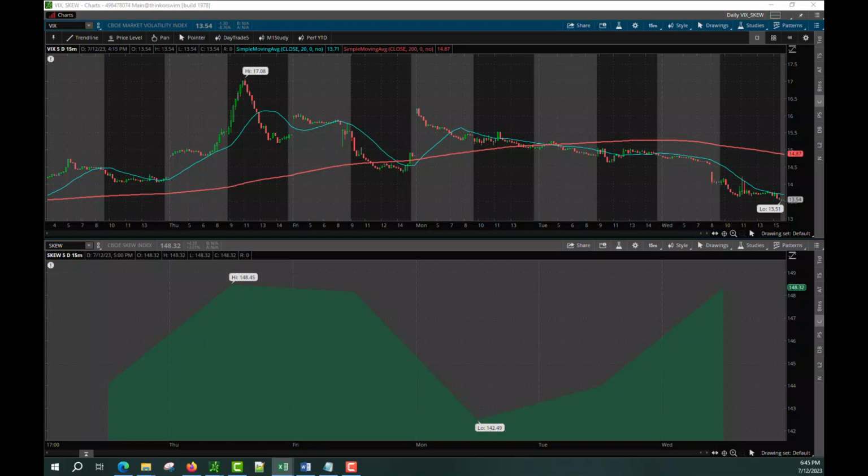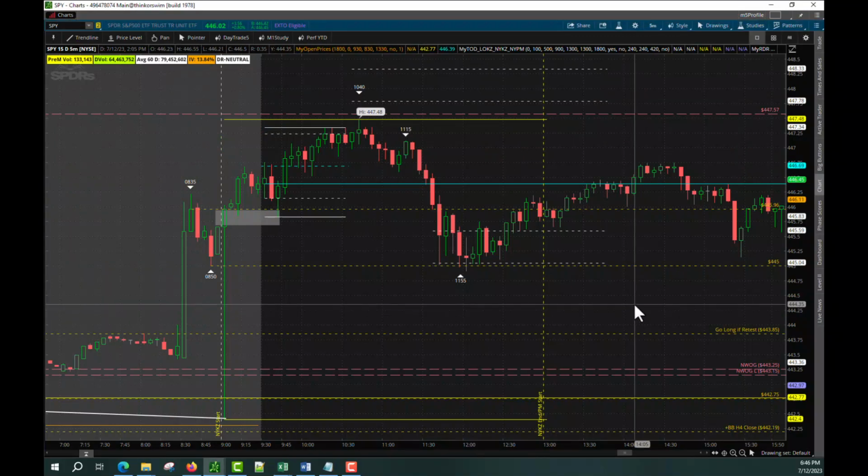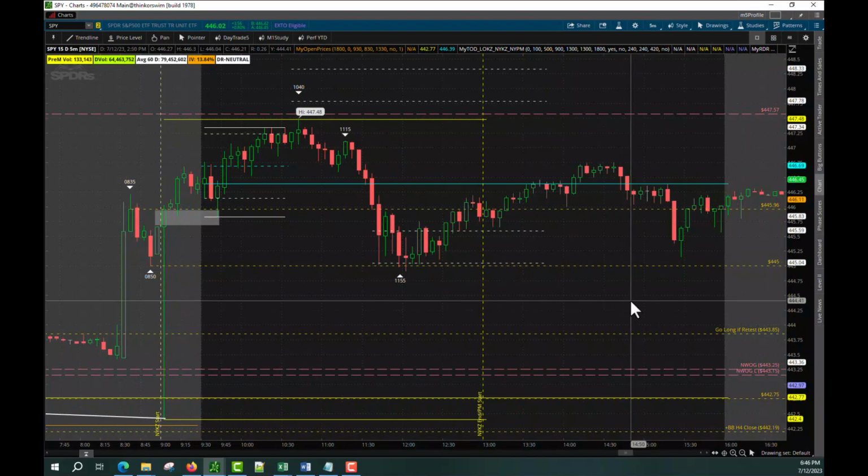Confirmation for upside but reverse. Okay, so last thing, that's pretty much it for today. Let's see how it plays out tomorrow.